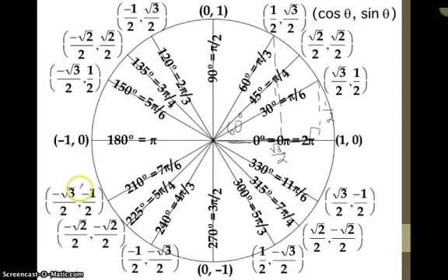Alright, moving on from there. Oh, I should also say, what that means is that sine and cosine are positive in quadrant 1. Cosine is negative and sine is positive in quadrant 2. Cosine and sine are negative in quadrant 3. And then cosine is positive, sine is negative in quadrant 4.